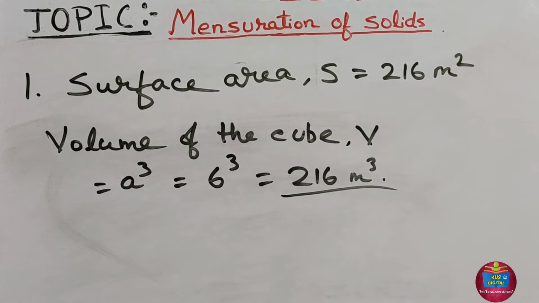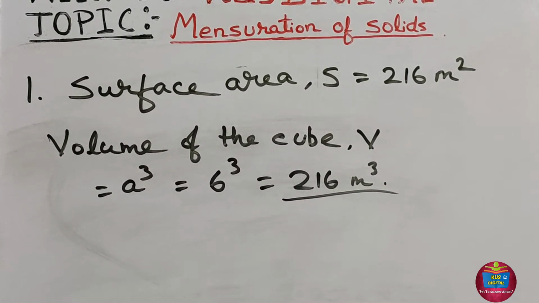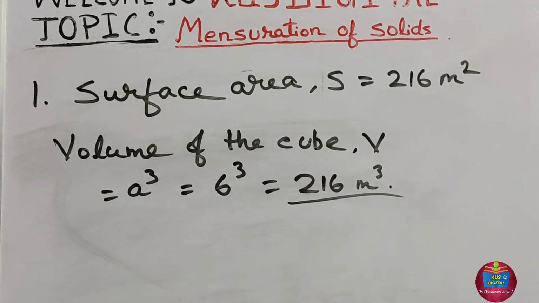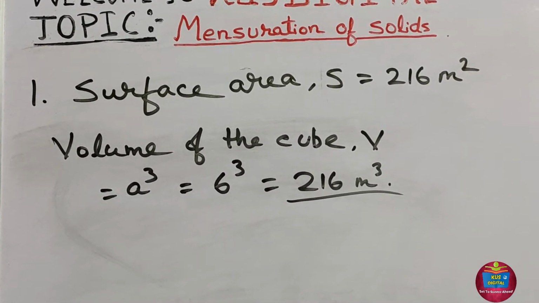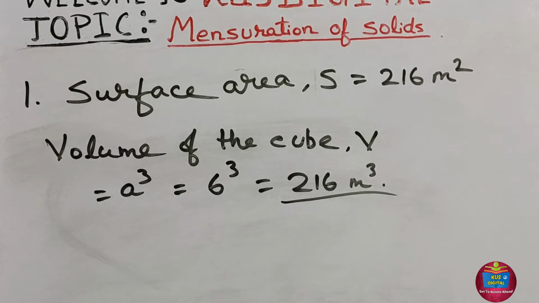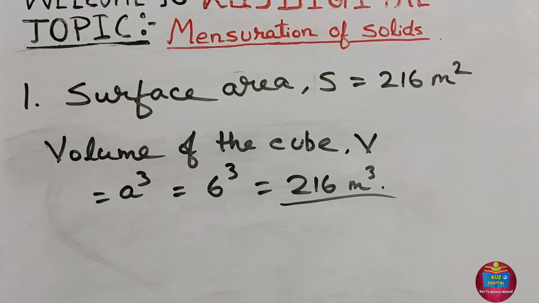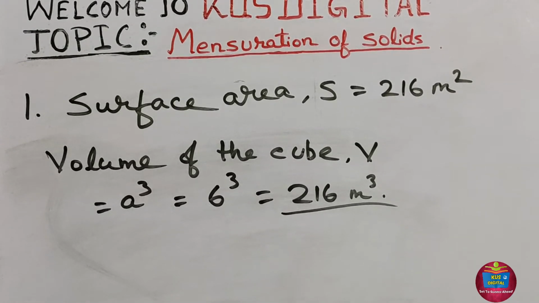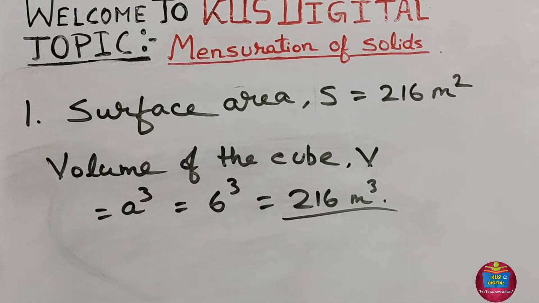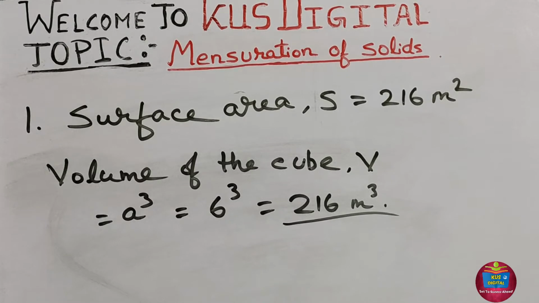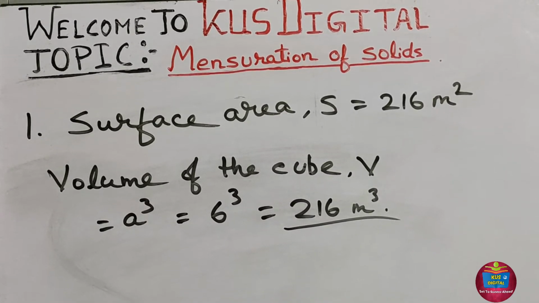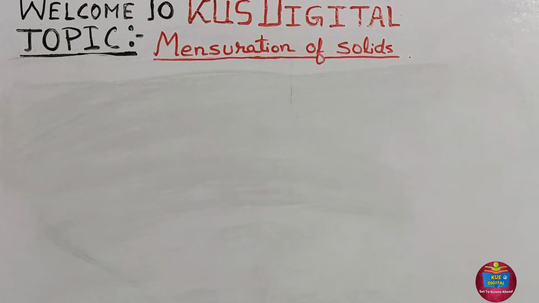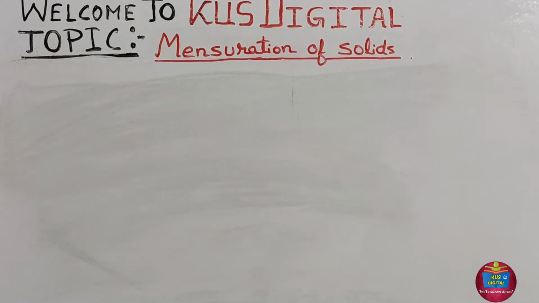If surface area is given, we have to find the length of the side, and vice versa. If your volume is given and you have to find out the surface area, you have to do the same thing: first of all find out the side of the cube and then put it in the formula, and we will get the surface area. Okay, so now let's move forward to the next problem. The next problem is from cuboid. So let me tell you the problem first.